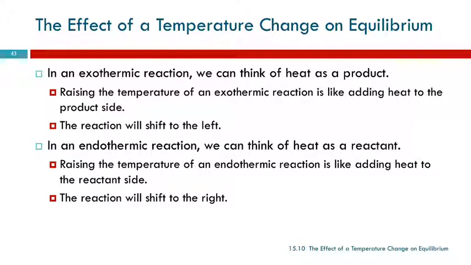Well, this is going to apply to exothermic reactions and endothermic reactions. In an exothermic reaction, we can think of heat as being a product. An exothermic reaction gives off heat. It produces heat. So if we increase the temperature of an exothermic reaction, that's like adding heat to the product side, and the reaction will shift away from that. In an endothermic reaction, we can think of heat as a reactant. Endothermic, heat going in. It's a reactant. If you increase the temperature, you're increasing that reactant of heat, and that's going to cause the reaction to shift to the product side.